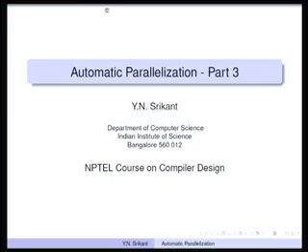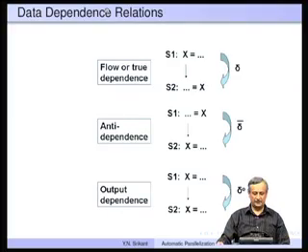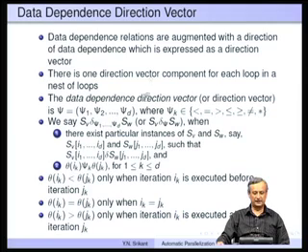Welcome to part 3 of the lecture on automatic parallelization. So far we have learnt about data dependence relations. There are 3 types of relations: flow, anti and output dependence. Then we learnt about the data dependence direction vector, which is one of the most important concepts.